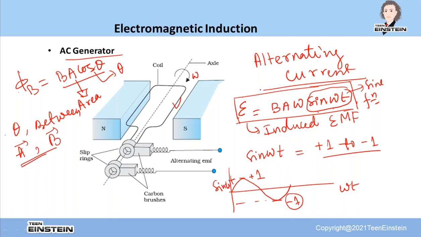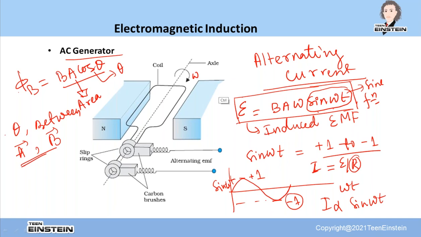There may be a question of how the induced EMF varies with time, and how the flux linked with this coil varies. The flux linked with this coil is varying as a cosine function, whereas the induced EMF is a sine function. The induced current will be E by R, the induced EMF divided by the resistance of the coil or the circuit connected to it. This R is a constant quantity, so this current is also varying as sine omega t.